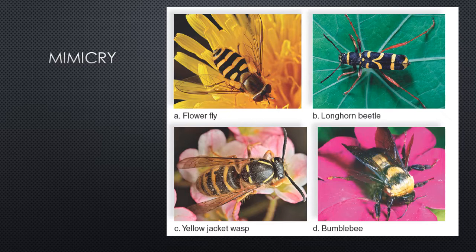Most either poisonous insects or harmful insects or flowers tend to be very bright as a warning. And so the flower fly and the longhorn beetle said, hey, I want to pretend like I can be dangerous because if my predator thinks that I'm one of these others, it might leave me alone.